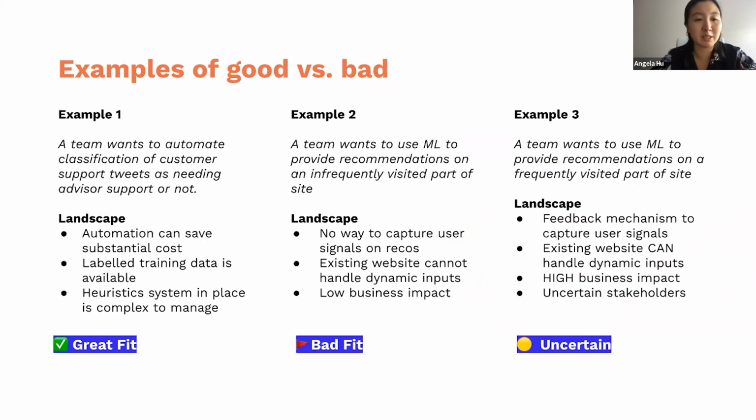I wanted to share some examples and bring to light all the criteria pieces that we had just talked about, and provide some examples of what is good versus bad. So if we take the first example, this is one that my team actually came across. Let's say a team wants to automate the classification of customer support tweets as needing advisor support or not.